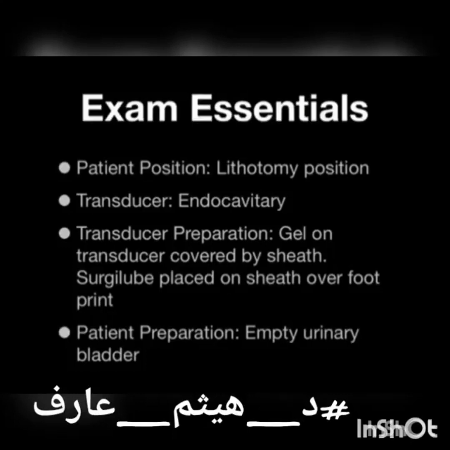Preparation of the transducer will include placing gel on the footprint of the transducer, covering that with a sheath, and then placing Surgilube over the sheath. In terms of patient preparation, ideally the patient's urinary bladder should be empty.